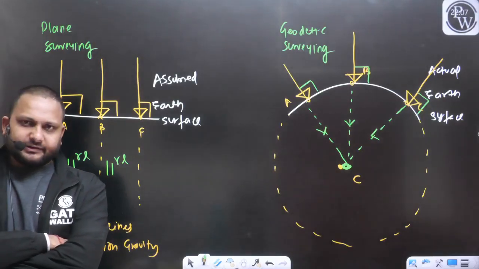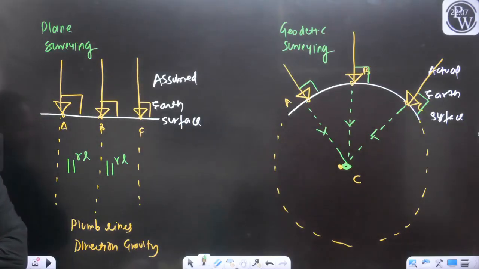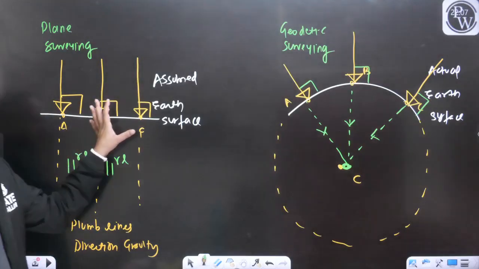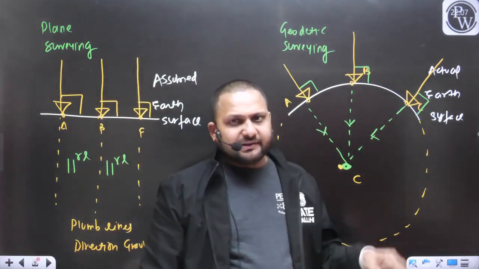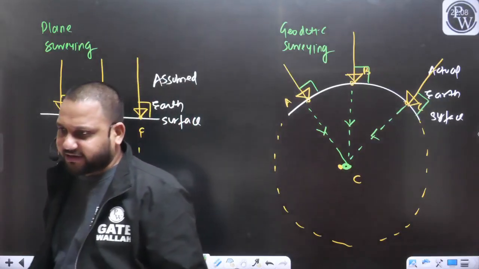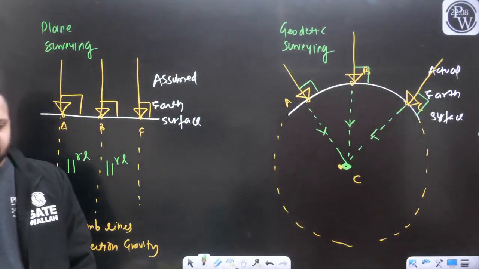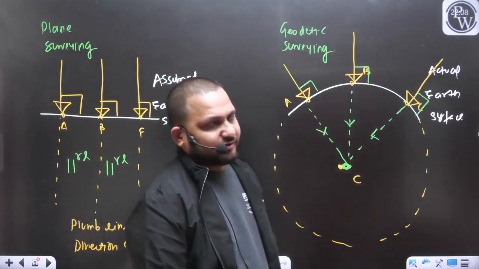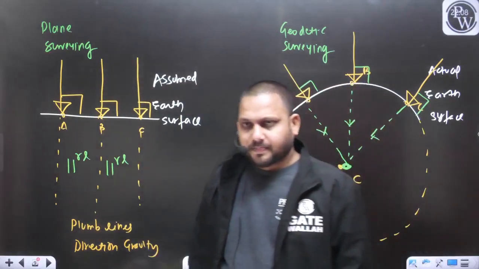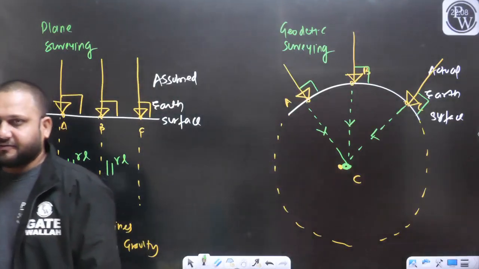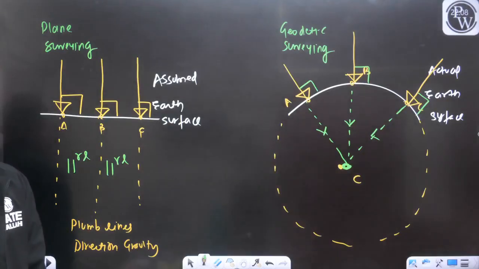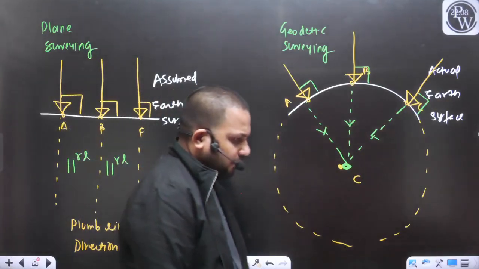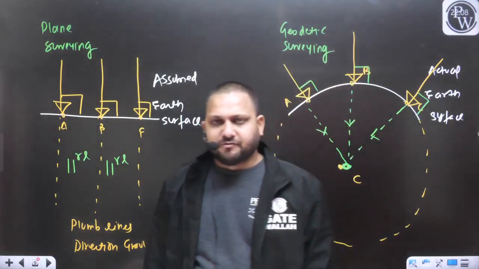Now I think the point is clear to everyone. All the plumb lines are parallel in the case of plane survey. In the case of geodetic survey, the lines are concentric and all meet at the center of the Earth. I hope the entire discussion till now is clear to everyone.